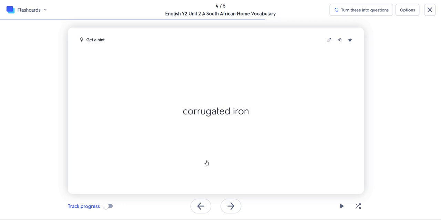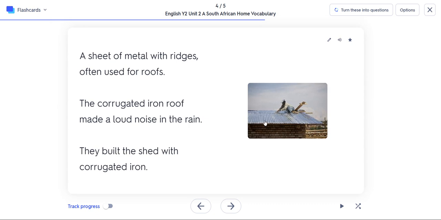Corrugated iron. Can you say it with me? Corrugated iron. This is corrugated iron. A sheet of metal with ridges often used for roofs. The corrugated iron roof made a loud noise in the rain. They built the shed with corrugated iron.